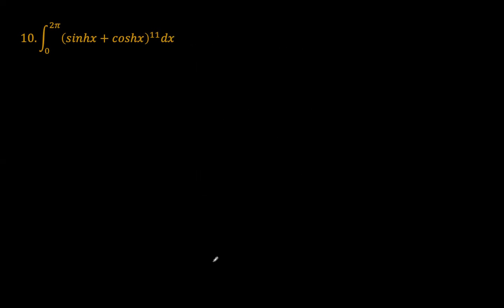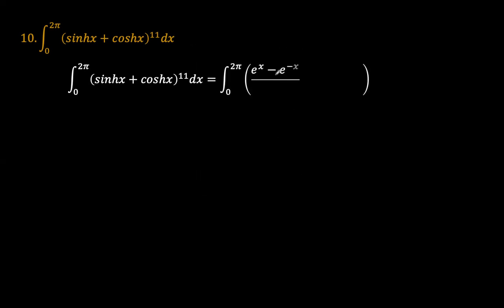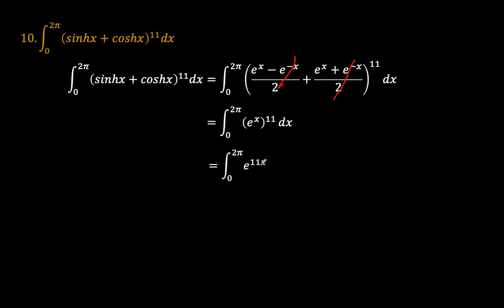Then problem 10, which is the integral from x equals 0 to 2 pi of sinh x plus cosh x to the power 11. So here we just have to expand in terms of the exponential function. Sinh x is e to the power x minus e to the power negative x over 2, and cosh x is e to the power x plus e to the power negative x over 2. And as you can see, these cancel. So we are left with just the integral of e to the power x to the power 11 from 0 to 2 pi. And that's the same as the integral of e to the power 11x.